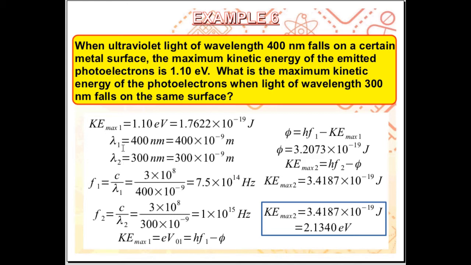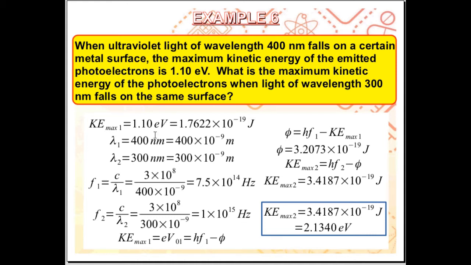Knowing the wavelength, we can calculate the frequency of light. So for lambda 1, you have f1, frequency 1, c over lambda 1, which will give you 7.5 times 10 to the 14 power hertz. For lambda 2, we have f2 is equal to c over lambda 2, which will give us 1 times 10 to the 15 power hertz.